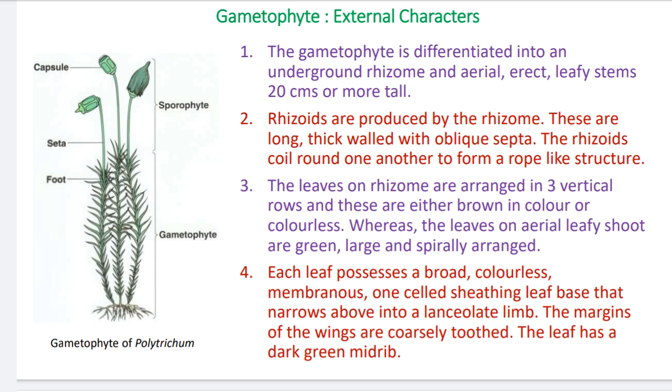The margins of the wings, the two wings of the leaf. At the center the midrib is there, and toward both sides the wings are there. The margins of the wings are coarsely toothed.